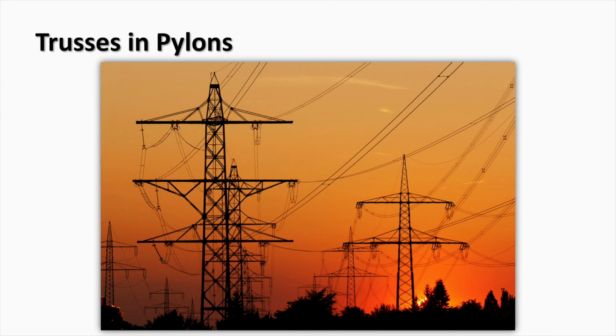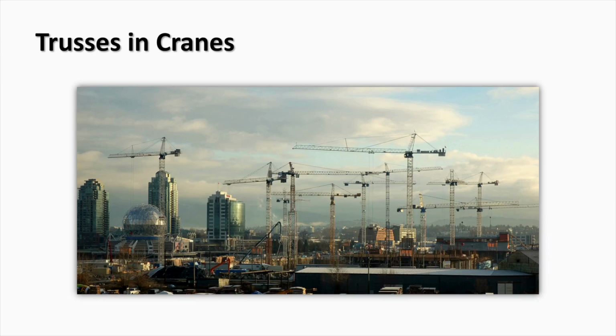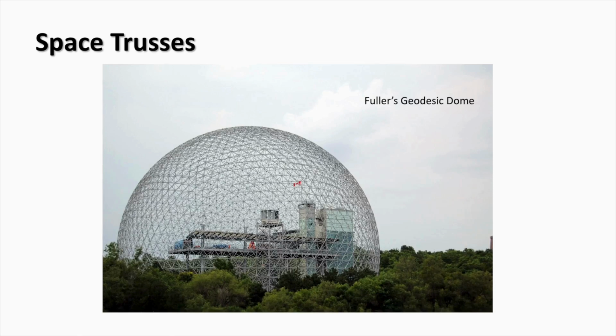As you can see here, trusses are also used in pylons supporting electricity infrastructure. Cranes used in construction also consist of trusses. Here in this photo you can also see a dome which is supported by a space truss. This is Fuller's geodesic dome. It was built using a space truss made of 2 layers, one a triangular external grid and a hexagonal internal grid.